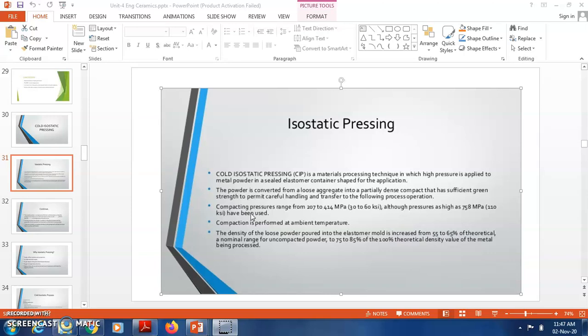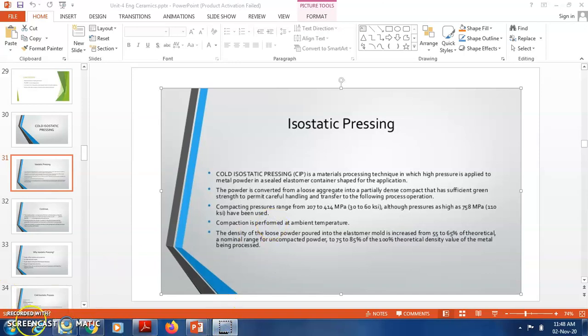operation. Compaction pressure ranges from 207 to 404 megapascal, although higher pressures up to 758 can be used. Compaction is performed at ambient temperature. The density of the loose powder poured into the elastomer mold is increased from 55 to 65% of theoretical, the normal range of uncompressed powder, to 75 to 80% of the 100% theoretical density value of the metal being processed.